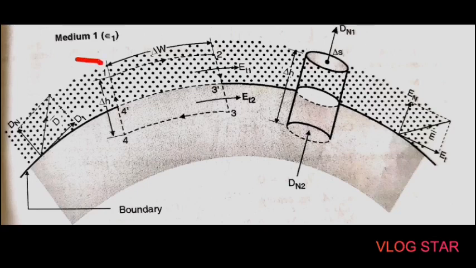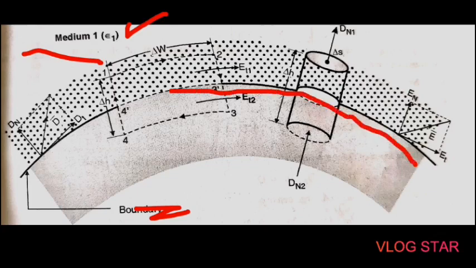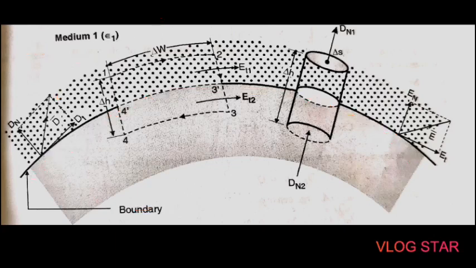So this is medium 1, which has permittivity epsilon 1, and this is medium 2, which has permittivity epsilon 2. Here the boundary between the two perfect dielectrics is as shown in this figure. We can see this is the boundary between the two media. For that, consider the closed path. So here one closed path and one Gaussian surface are there.